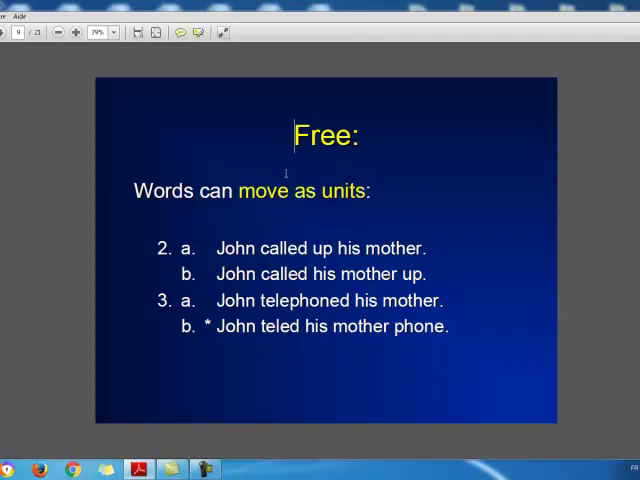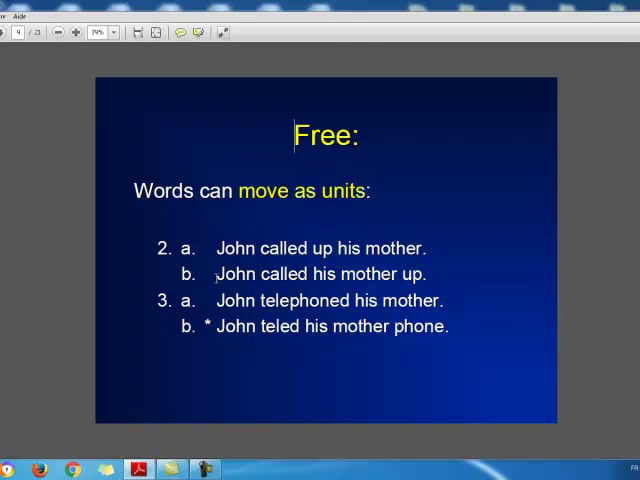Still, concerning the notion of being free, we can say that words can move as units. Let's have a look at this example to explain what we mean by movement. John called up his mother. John called his mother up. Notice the sequence, this collocation here. Call and up. The two go together. They form what you call a phrasal verb. Now, it is possible to break this collocation, to separate both of them by means of the insertion of his mother. And this is the result here. John called his mother up. The result, of course, is acceptable.